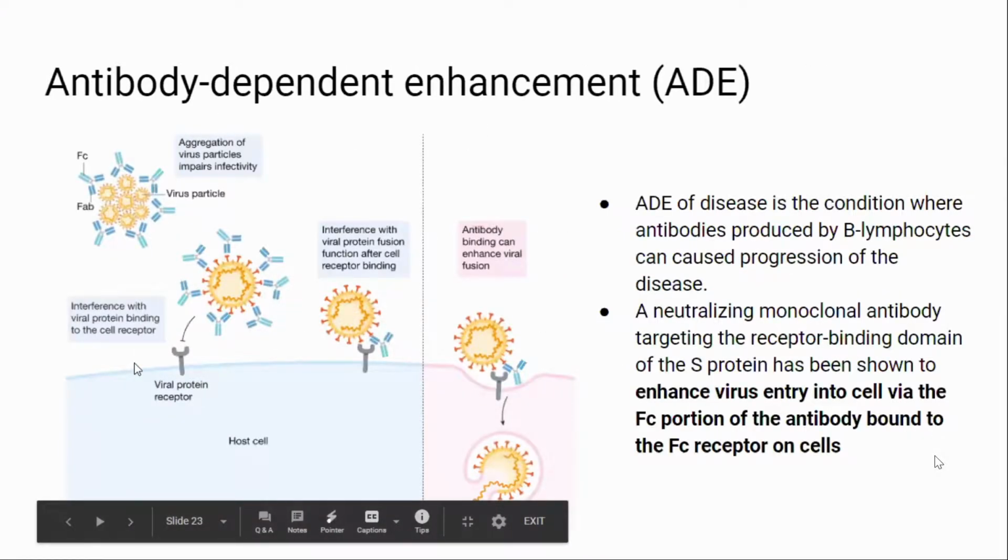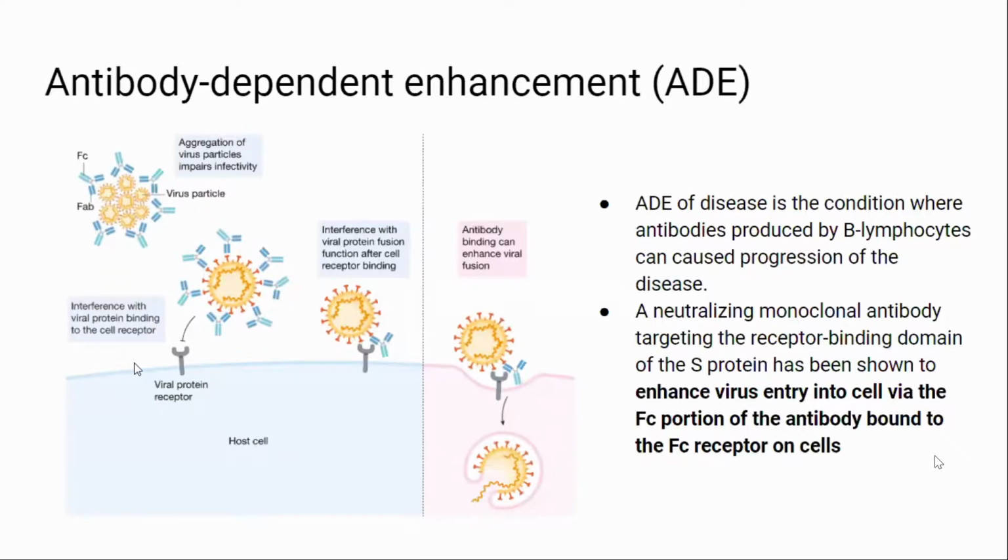The last one is antibody-dependent enhancement. So I searched a bit about the disease actually. ADE is the condition where antibodies produced by B cells cause progression of disease instead of protecting against the infection or protecting the cells. Most of the time, when we talk about monoclonal antibodies, they attack the pathogen and block the fusion for endocytosis of the viruses, or in the case of bacteria, they opsonize, maybe like flag that pathogen, and lead to the immune response.